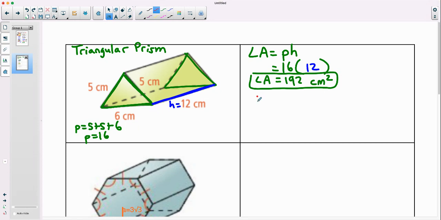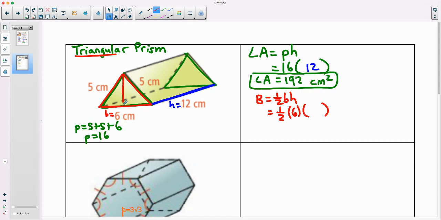Then capital B is a little tricky this time. So we'll look at that. Capital B, it's a triangular prism, so we need the triangle formula. We need 1/2 the base and the height of the triangle. So we need this base and height. We can use 6 as the base, but what we don't have is the height of the triangle.